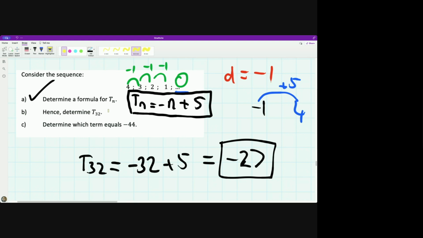Okay, now using the method that you saw before, which term equals minus 44? Remember, we're not saying n is something. We're trying to work out what is n such that the value of the term is minus 44.